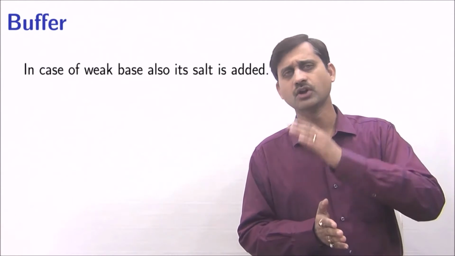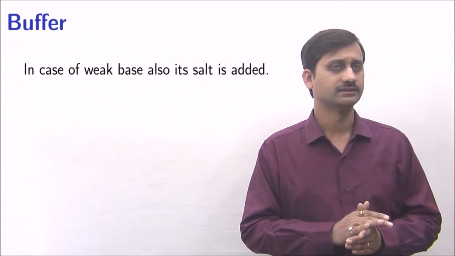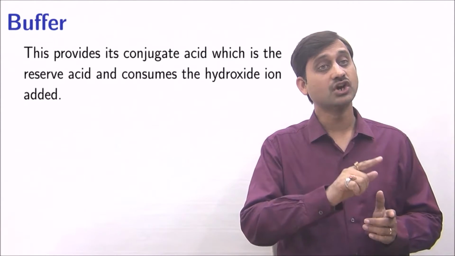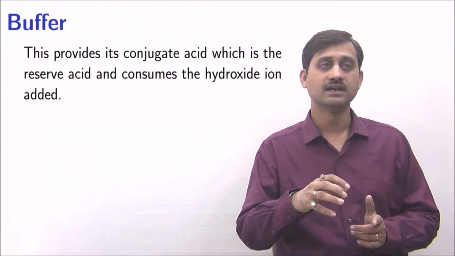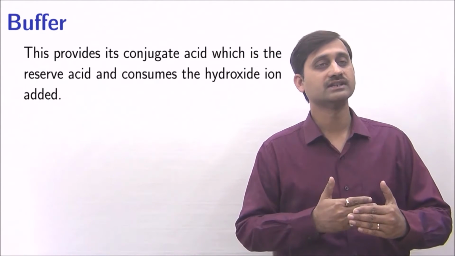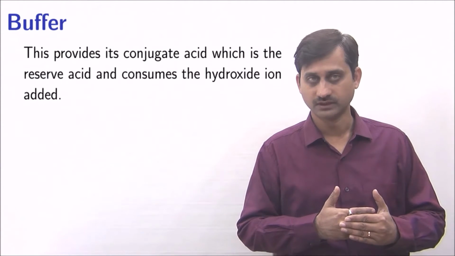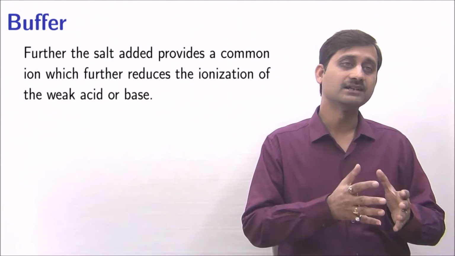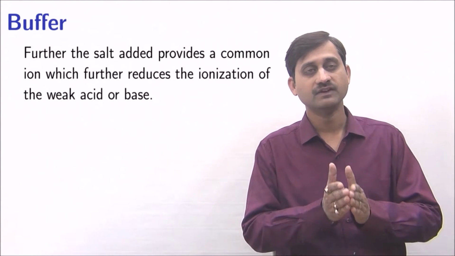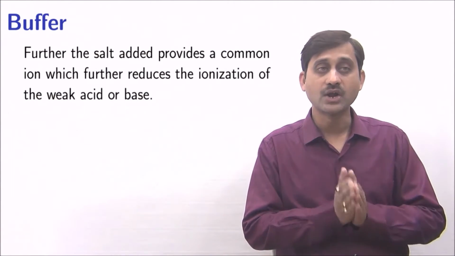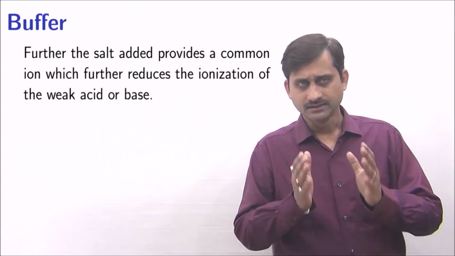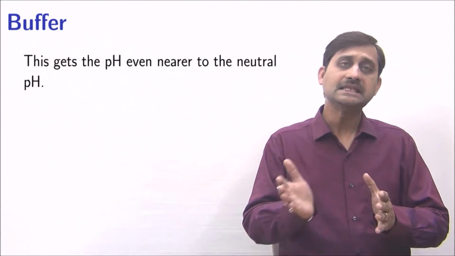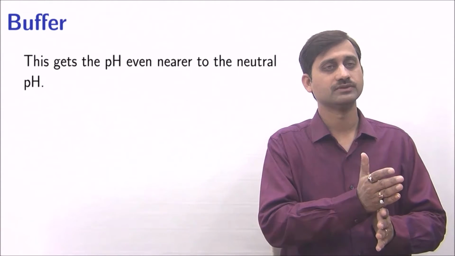In case of a weak base also, its salt is added. This provides its conjugate acid, which becomes the reserve acid and consumes the hydroxide ion added. Further, the salt added provides a common ion which reduces the ionization of the weak acid or the base. This gets the pH even nearer to the neutral pH.